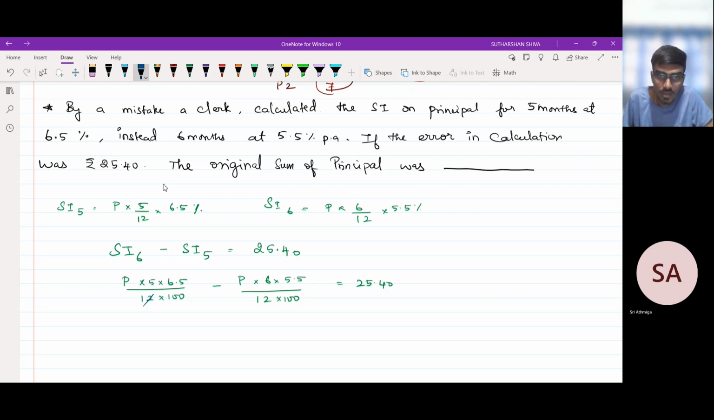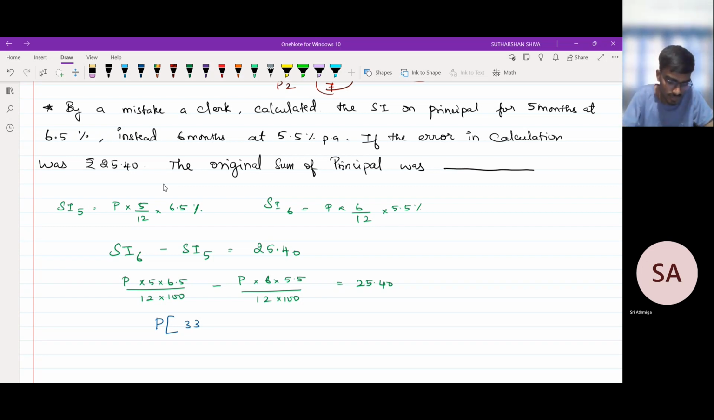If I do this with 12, this will get cancelled. Okay, just do it randomly. If you do this now, you will be getting value P. If you take common P outside, you will get 33. Or else you can do it in another way. Don't do anything. Take the P outside.